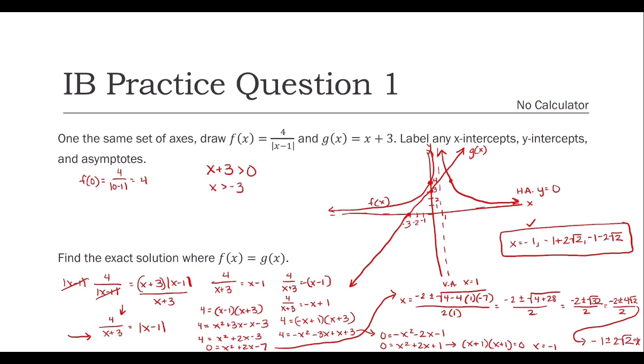And if we look at the results we got from it, our negative 1 plus 2 root 2 and our negative 1 minus 2 root 2, our negative 1 minus 2 root 2 is going to be less than negative 3. So that one can't be one of our solutions. So really, our only solutions are these first two ones here. So those are our final answers. So it's important to check all of the details to make sure that you have the problem correct.